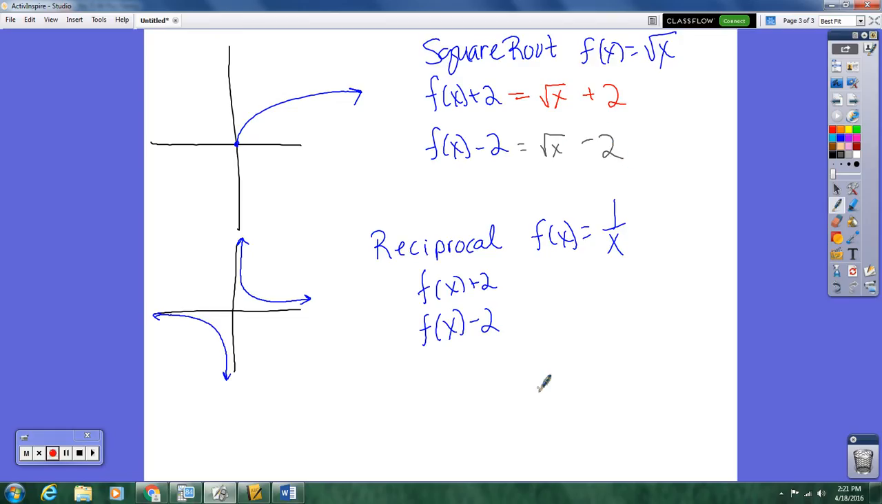So then we could go ahead and tell them this one is a little bit different. Outside the parentheses, so this one would be, let's see, red. Anybody want an idea? 1 over x plus 2, and this one would be 1 over x minus 2. Okay, so we know if we do something inside the parentheses, it moves it right or left. If we multiply by something, it stretches or compresses. So now we're adding and subtracting outside of the parentheses. Yes, sir?